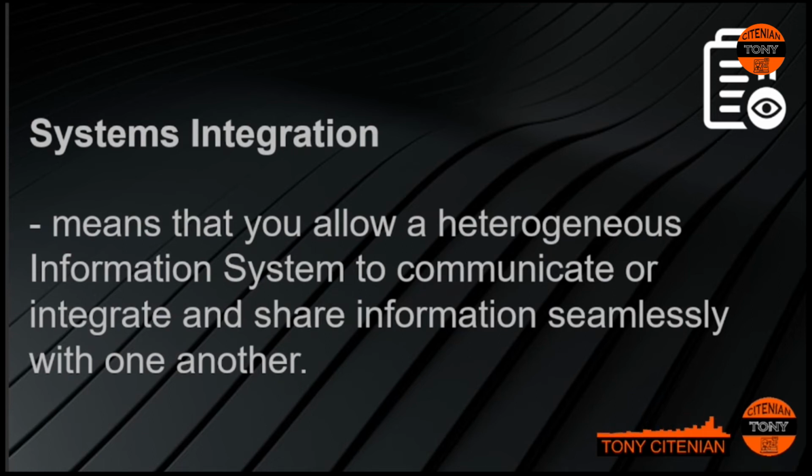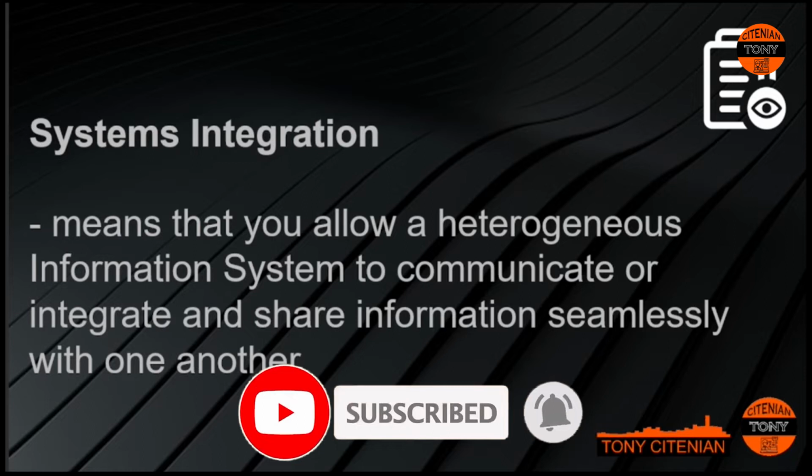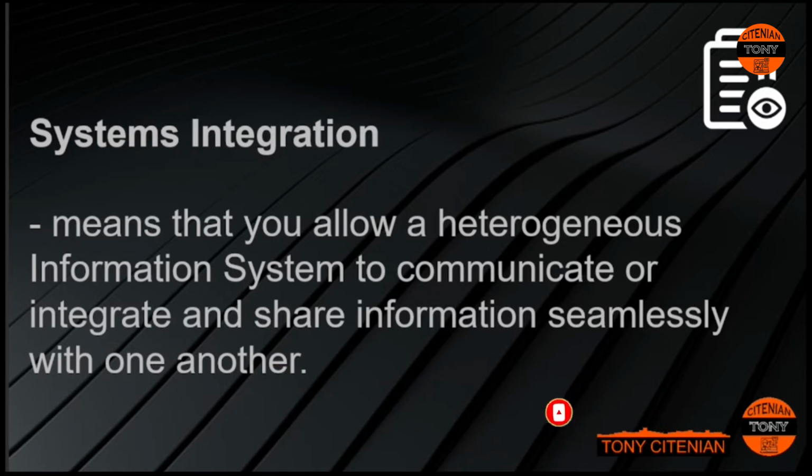System integration means that you allow a heterogeneous information system to communicate or integrate and share information seamlessly with one another. ERP or enterprise resource planning combines these various functions into one complete system to streamline processes and information across the entire organization. While we are talking about SIA, it is important also to connect our discussion to the information system. Why? Because it is one of the main ingredients in system integration and architecture.